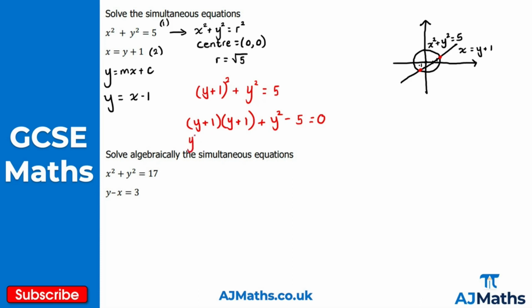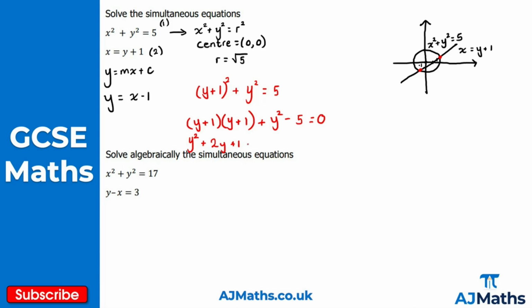So I'm going to get y squared. I'm going to get y times 1, so that's 1y. And we do the same here. So 1 times y, so that will also give me another y. So y plus y gives me 2y. And finally, 1 times 1 gives me positive 1. Okay, so that's the double brackets expanded.